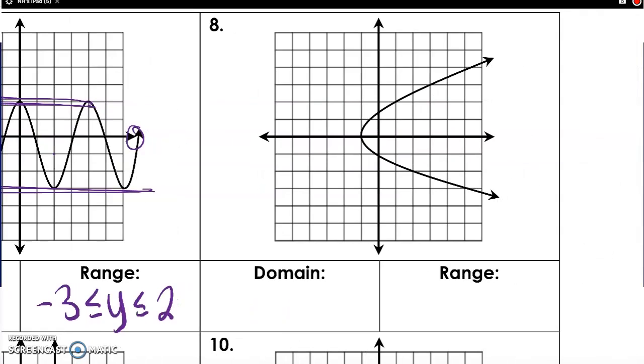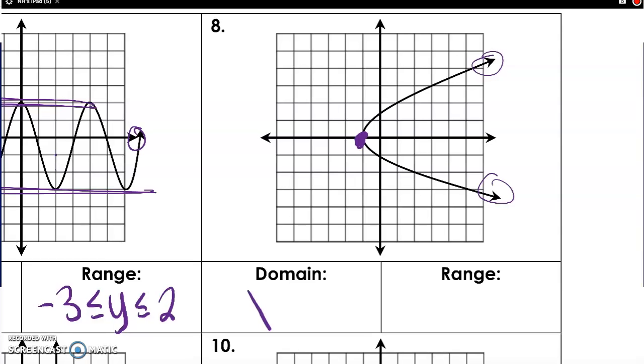Number 8, both of our arrows are pointing right, but we don't have any pointing left. That's because we have a starting value at -1. So x has to be greater than or equal to -1. Starting at -1 going right means greater than or equal to. Since you have one arrow pointing down and one arrow pointing up, that means it's going to go on forever and ever. So your range is all real numbers.